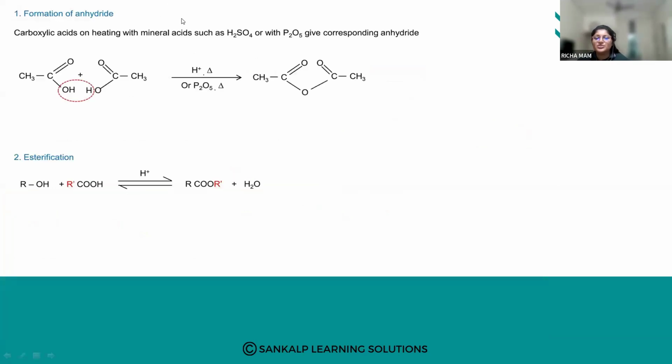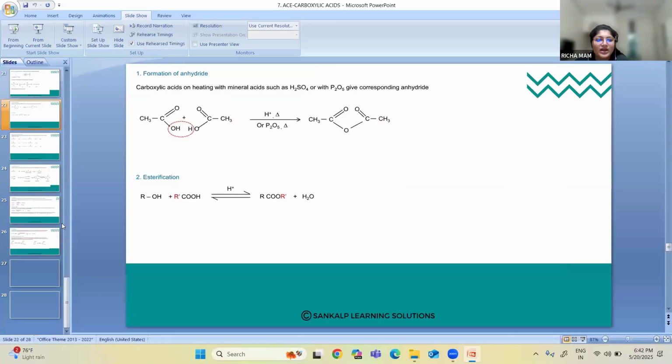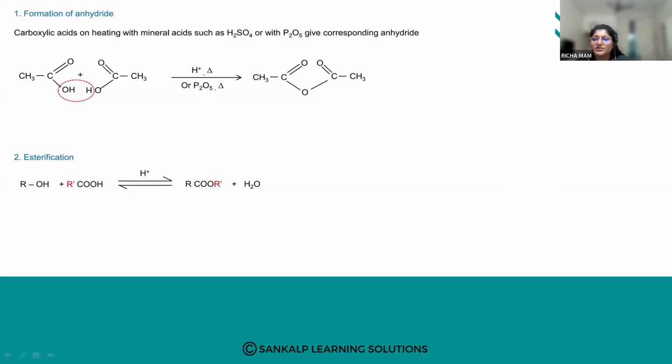Next we are going to see the formation of anhydride. Carboxylic acid, when you heat it with a mineral acid such as sulfuric acid or P2O5, gives you the corresponding anhydride. Anhydride means there will be a loss of a water molecule from the carboxylic acids. So acetic anhydride is formed here. Corresponding anhydrides are formed.